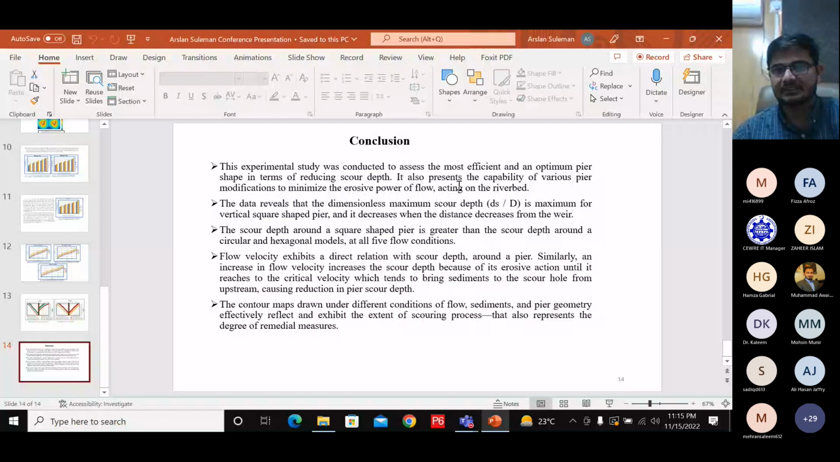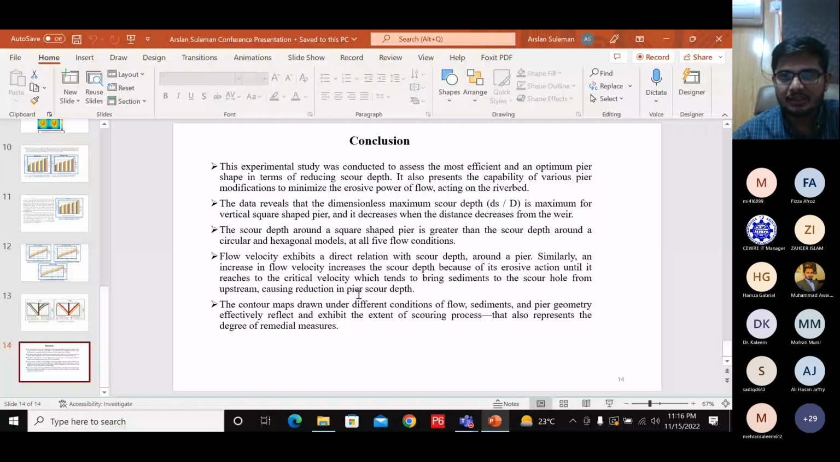it decreases when the distance decreases from the pier. The scour depth around a square-shaped bridge pier is greater than the scour depth around circular and hexagonal models at all 5 flow conditions. The flow velocity exhibits a direct relation with scour depth around a pier. Similarly, an increase in flow velocity increases the scour depth because of its erosive action until it reaches the critical velocity, which tends to bring sediments into the scour hole from upstream, causing a reduction in pier scour depth.